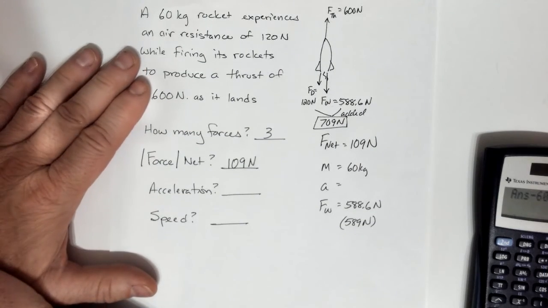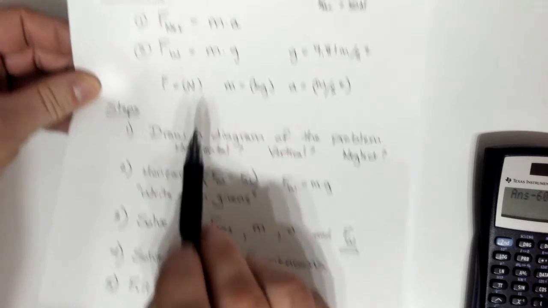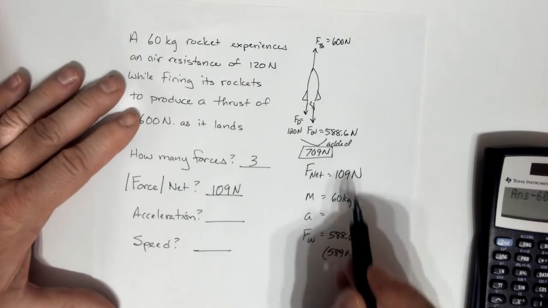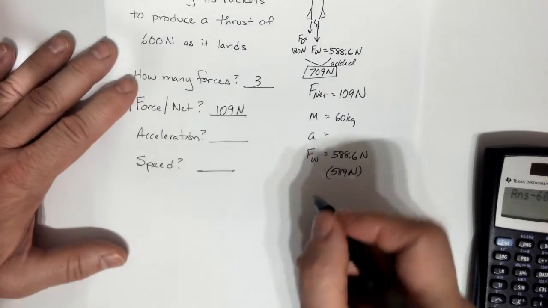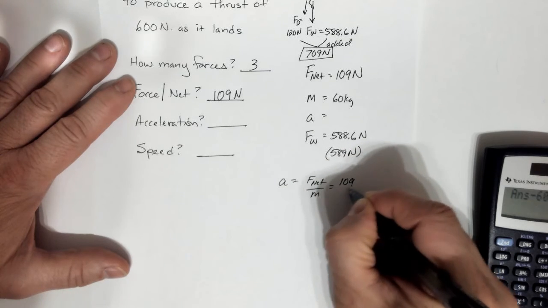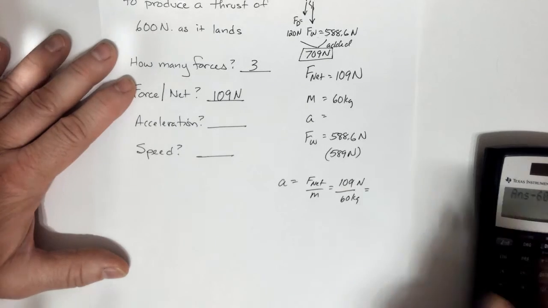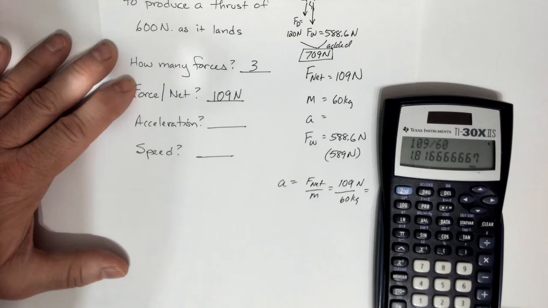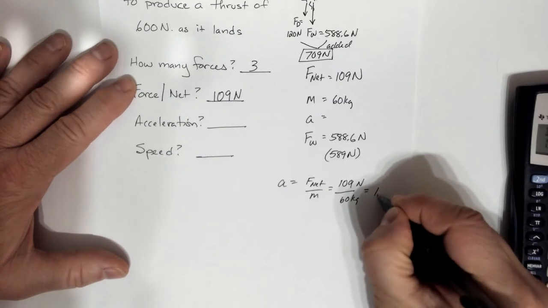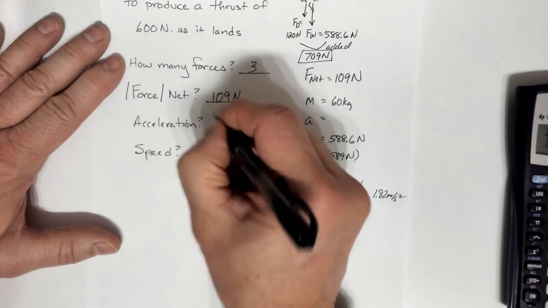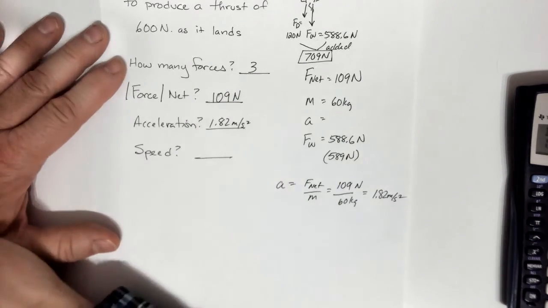And then if I want to find acceleration, I go up to my formulas. F net equals ma. There's acceleration right there. I just need to know the mass and the force net. I just found the force net and I have the mass. So to do that problem, it's real simple. All I've got to do is a is F net divided by mass, which is 109 divided by 60. That equals 1.81 or 1.82 meters per second squared. That would be my acceleration.